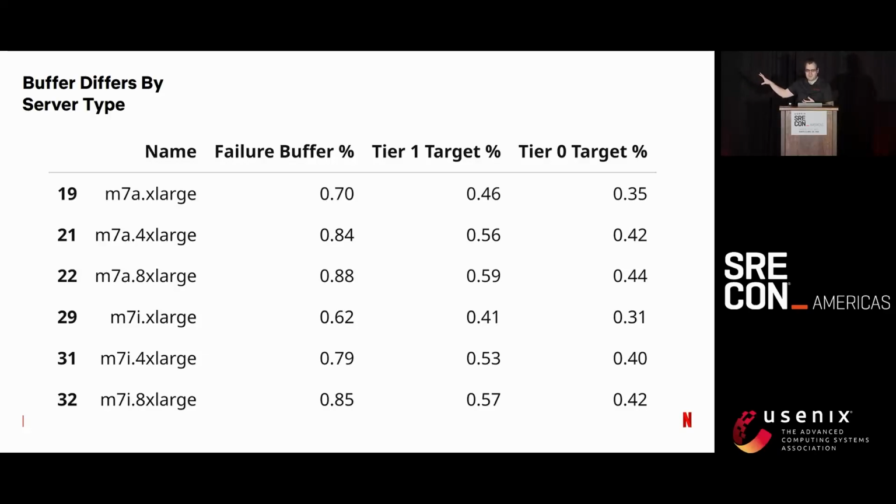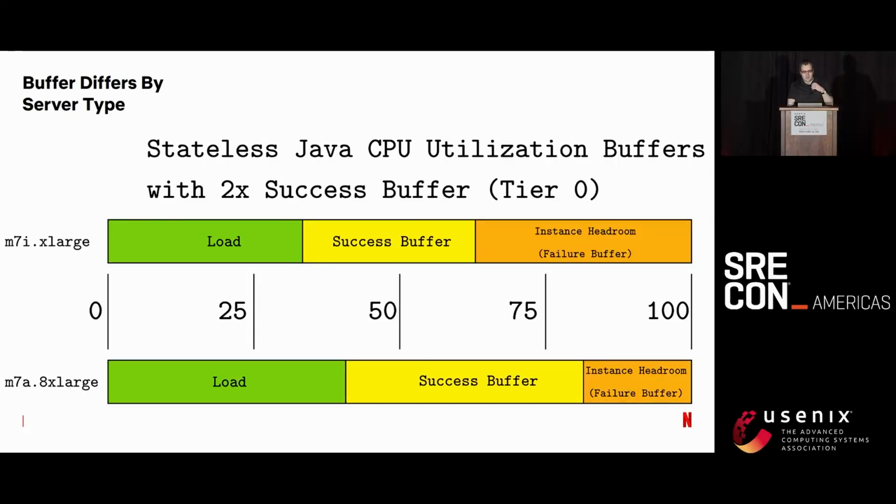But the reason that I wanted to put this up is just to illustrate that if the developer asks for a 2x buffer and you're moving them around to different kinds of computers, as a platform, you have to take on the complexity of different computers providing buffering at different places. And just to make that really concrete, this is the same service, but if we deploy it to M7I X larges versus M7A 8X larges, the CPU utilization that we run that service at varies dramatically.